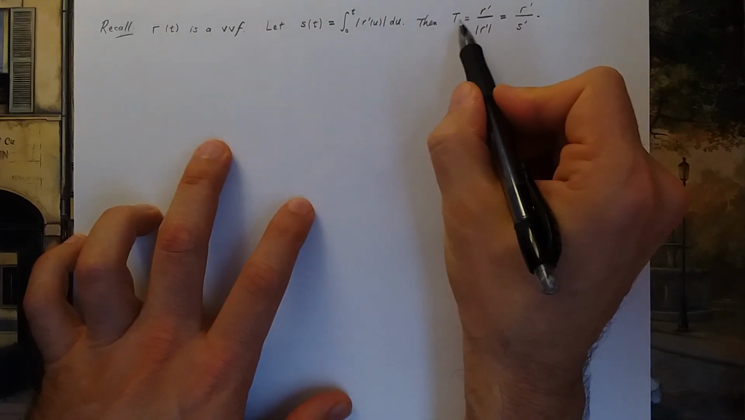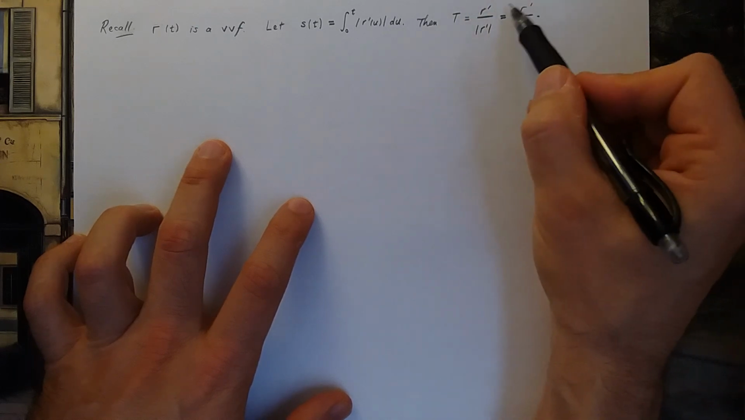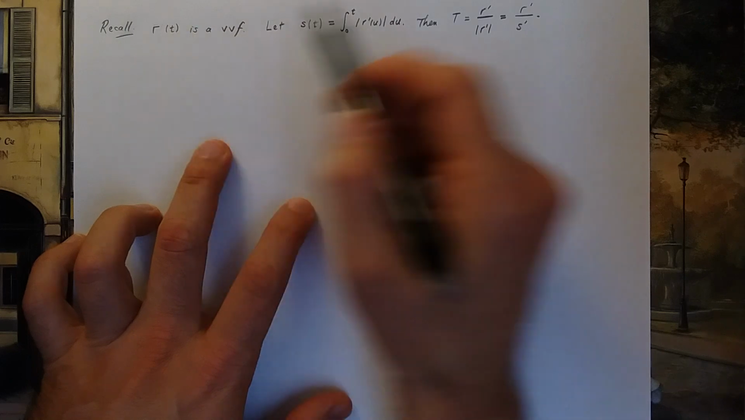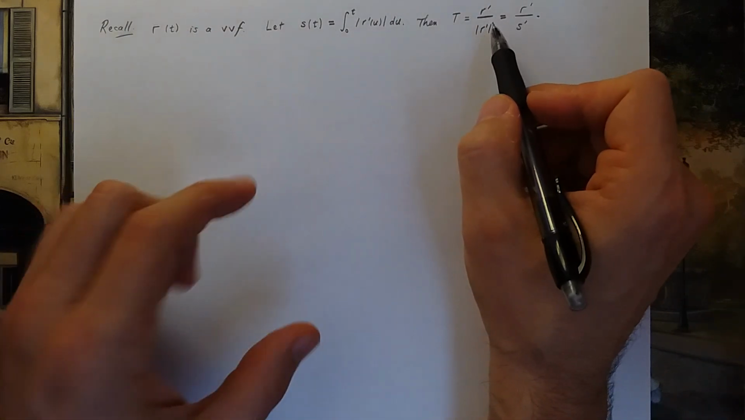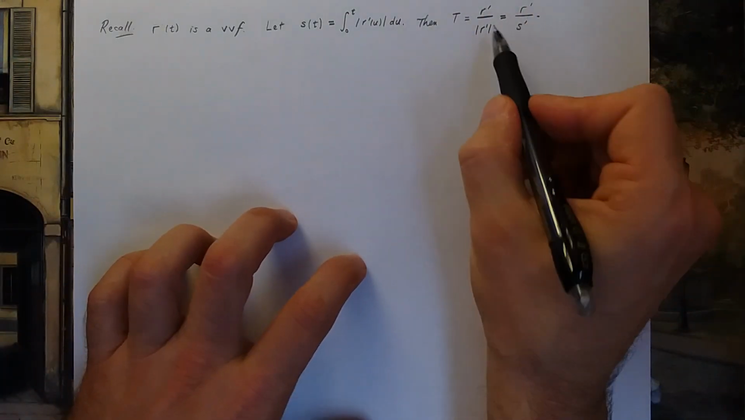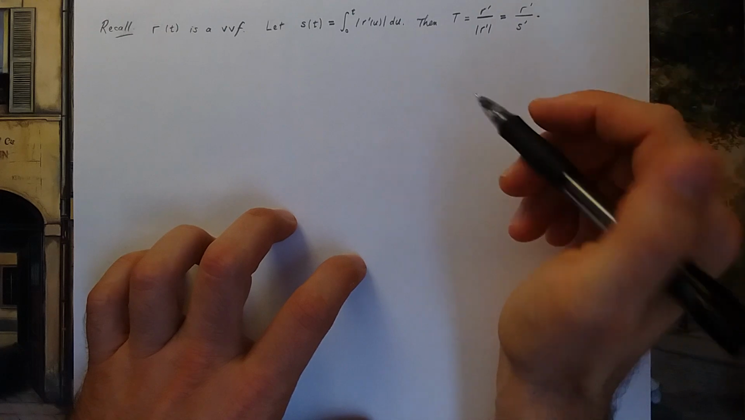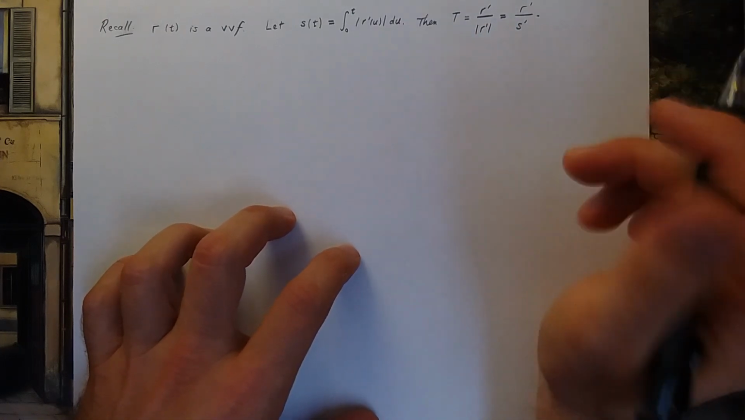We also have defined the unit tangent vector. So the unit tangent vector is the derivative of your vector-valued function divided by its length. This gives you a unit vector in the tangent direction to your curve. Together with the unit normal and the unit binormal vectors, they create a three-dimensional axis system that moves along your curve.